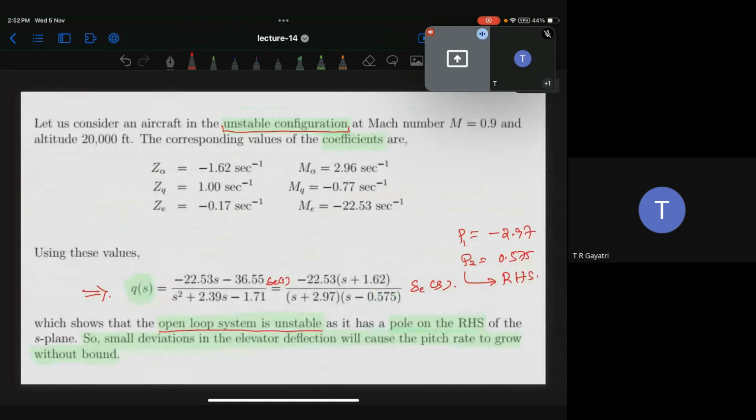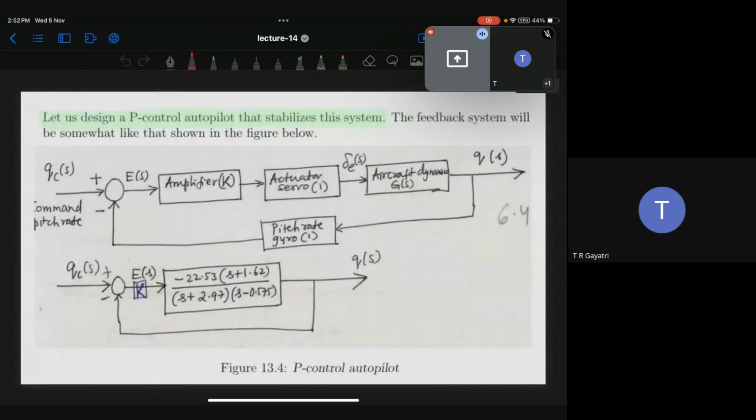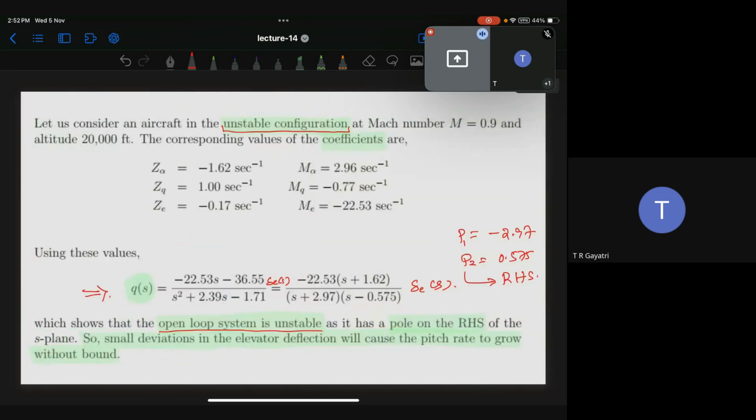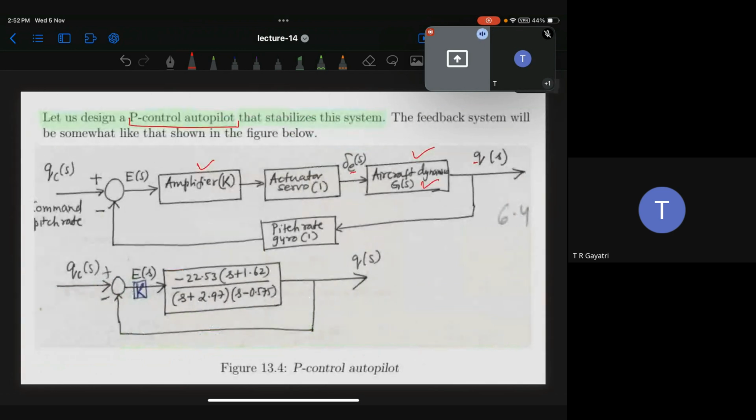So now we want to design a proportional controller autopilot. Basically, controller means autopilot only here. So we want to design a proportional controller. That's why we took this amplifier K. These are the aircraft dynamics. Q(s) is the output, delta E is the input. That means this transfer function is nothing but your G(s), which is represented here.